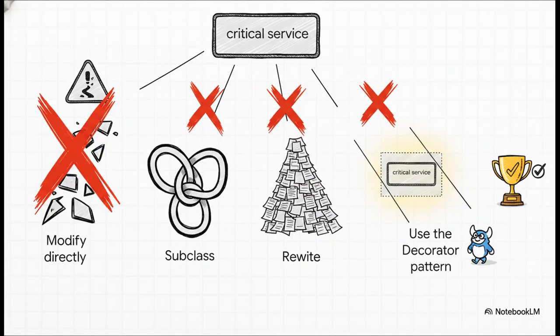Well, you could just dive in and change the code directly, but yeah, that's incredibly risky. You could try to subclass it, but come on, this is Go. We don't have classical inheritance for a very good reason. And rewriting it from scratch, who has time for that? This leaves us with the fourth, and frankly, the most elegant option, the decorator pattern. It lets you wrap your code, extend it, and ship it, all without ever touching the original.